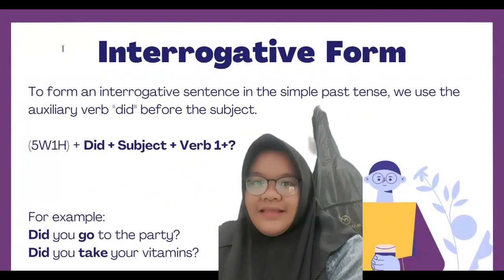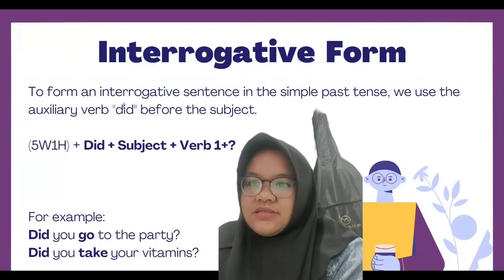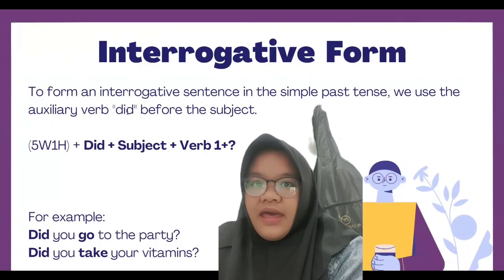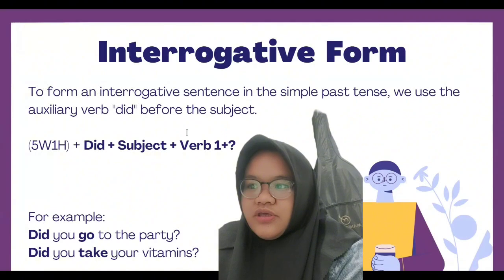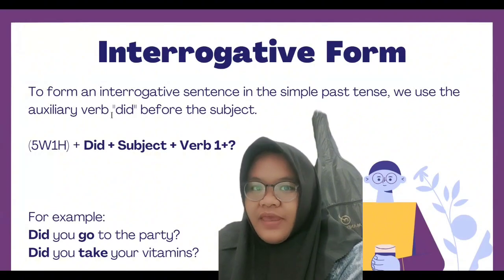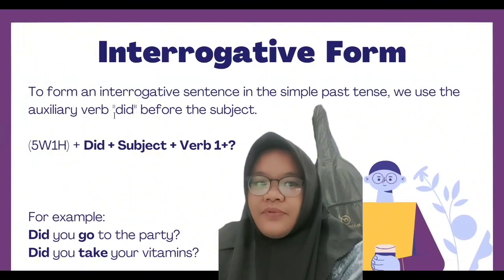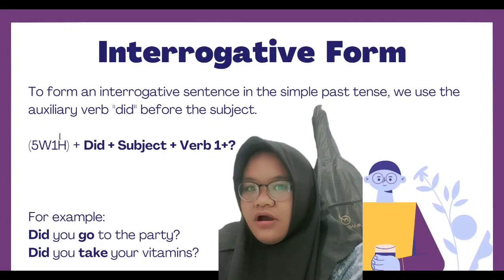Alright, to form an interrogative sentence in the simple past tense, we use the auxiliary verb did, just like before. And just like the negative sentence, we use verb 1 because we have did in here. And if we want to use the WH question, we can put it in front of the did.